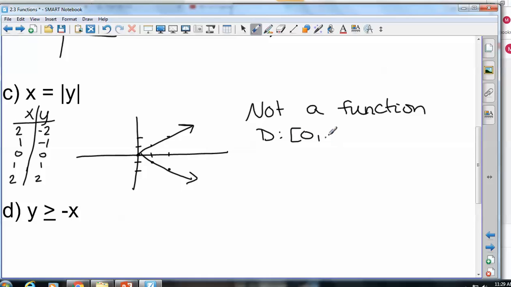What's your domain? Going from left to right, our graph starts at 0 and goes on. So how could you tell that it was going to be sideways just by looking at it? If you think about it, absolute value is normally y equals the absolute value of x. So if the x and y are reversed, that's really just going to flip it on its side.